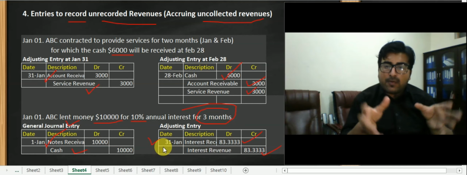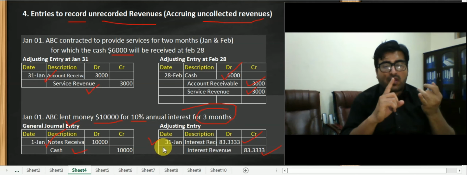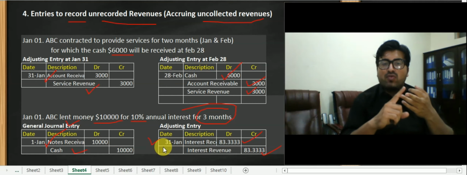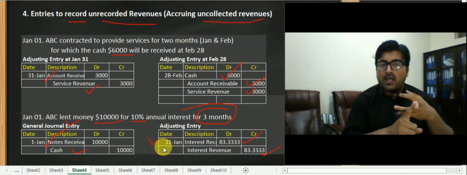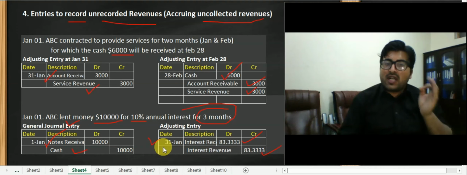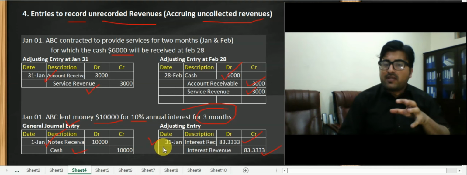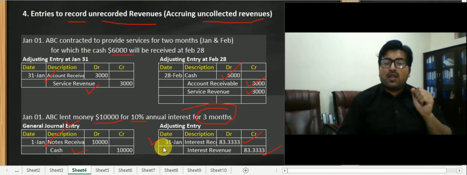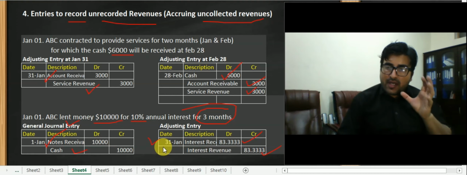So I hope you have learned, and this was all about adjusting entries. The types of adjusting entries we have covered. The first one is to convert asset to expenses. The second is to convert liabilities to revenue. The third is to record unrecorded expenses, and the fourth one is to record unrecorded revenue, or you can say accrued revenue, uncollected revenue.